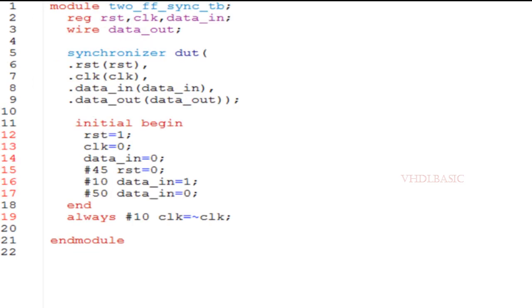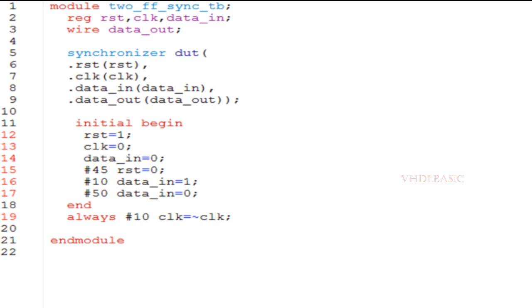This is the test bench for this particular two-stage synchronizer. Since reset, clock and data in are inputs, I am declaring them as reg, and data out is the output, so I am declaring it as a wire. Then the instantiation of the synchronizer is done on lines 5 to 9. In the initial block, I am toggling reset and data in and initializing the clock. And in the always block, I am generating the clock.